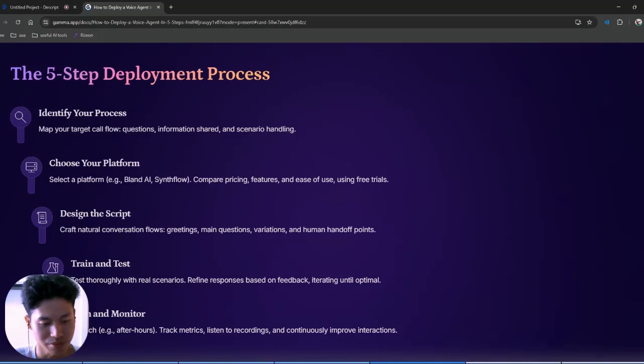That's human handoff. Next one, we train and test, where you test the agent in real scenarios during real calls, to see how the agent reacts and behaves when talking to an actual person. So you need to refine your responses based on the feedback. And lastly, you'll be launching and monitoring. You can soft launch the AI voice agent. You don't launch it at full scale; you can just launch it after hours or out of office hours at first to track the metrics and see whether the agent is performing well when talking to humans. You need to track the metrics as well and listen to the recordings to see whether you can improve if necessary.